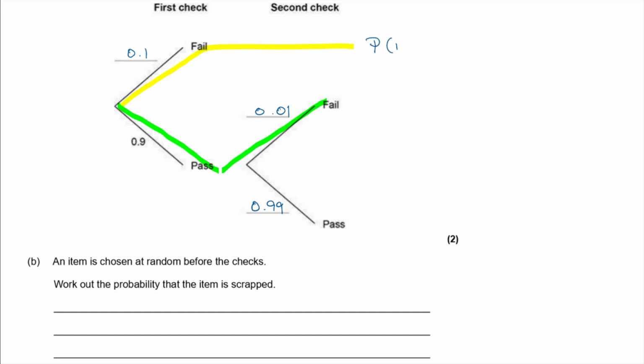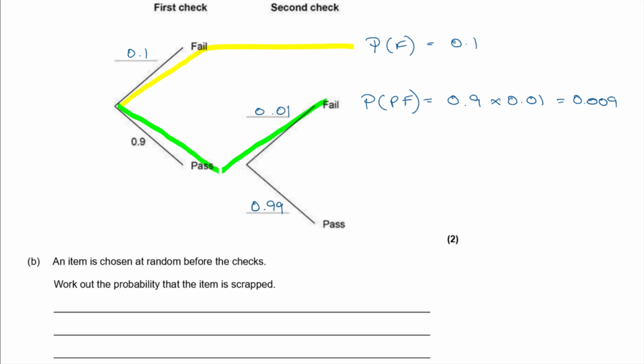So what's the probability of fail? Probability of fail is just 0.1, it's the yellow route. And what is the probability of pass and then fail? That's going to be, following the route down, 0.9 times 0.01, isn't it? 0.9 times 0.01. Okay, so times them through by 100th, that's going to be 0.009 then, isn't it? I'm going to get that for that one.